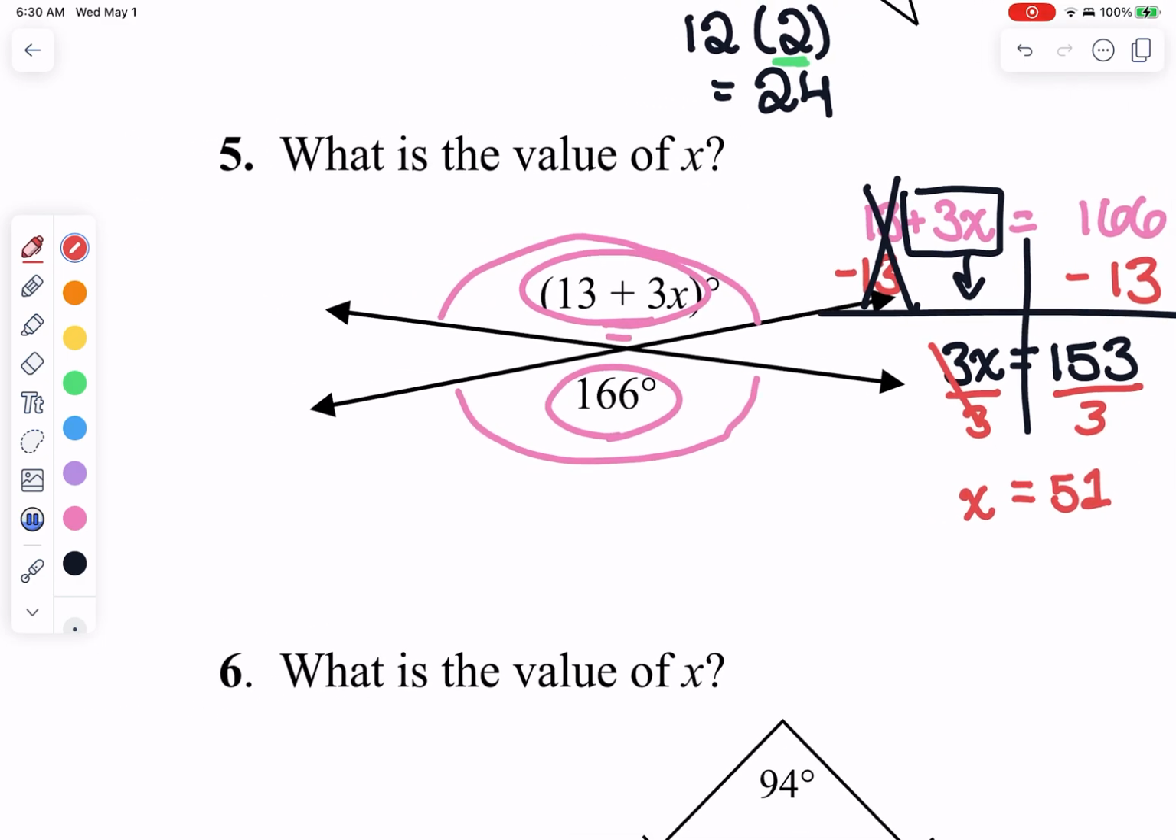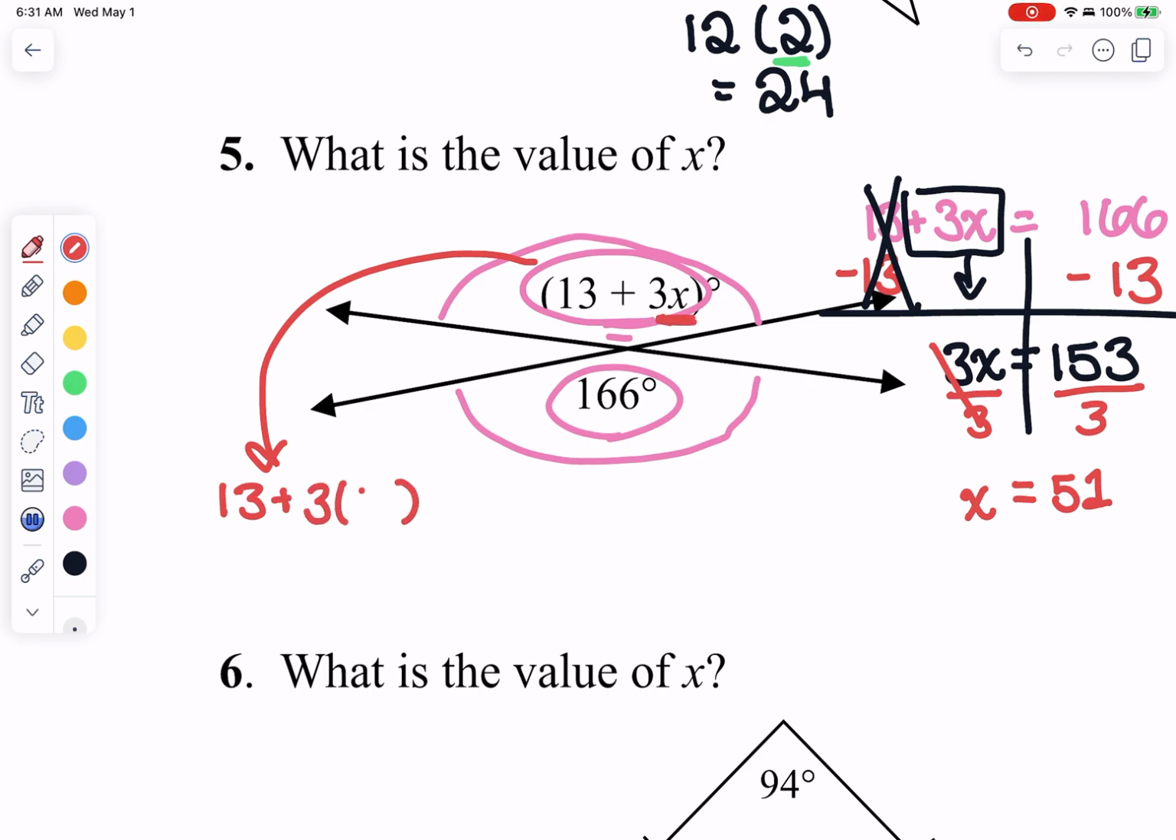Oh my gosh, what a great question. Thanks for asking. I can write this out, 13 plus 3. Instead of my x, though, I'm going to plug in the answer that I got. So I said x equals 51. I'll plug that in right here. Okay. I'm going to multiply. 3 times 51 is 153. Drop this down. 13 plus 153 equals 166. Okay. So if this is 166, that tells me I'm correct because it's equal to this 166 over here.